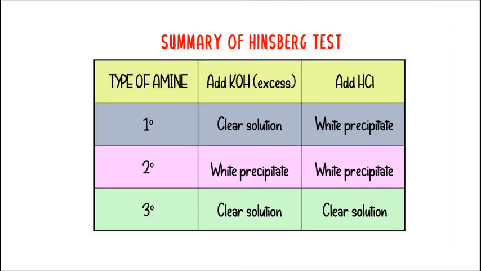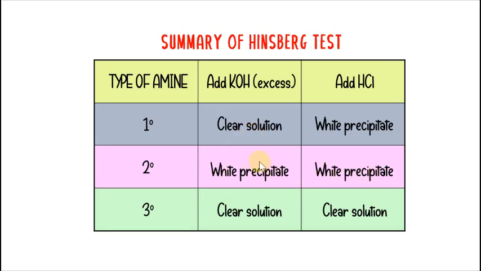So, as a summary, for the primary amines, never mind whether aliphatic or aromatic: for the first step, the addition of potassium hydroxide with the benzene sulfonyl chloride, we will get a clear solution. And then for the second step, we add the hydrochloric acid, and a white precipitate forms. For the secondary amines, in both steps, we will see a white precipitate.